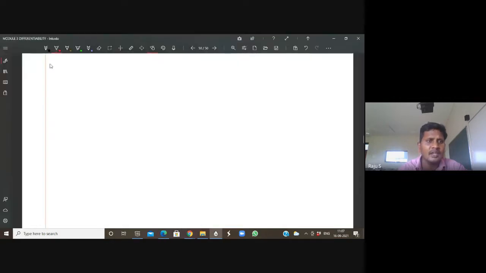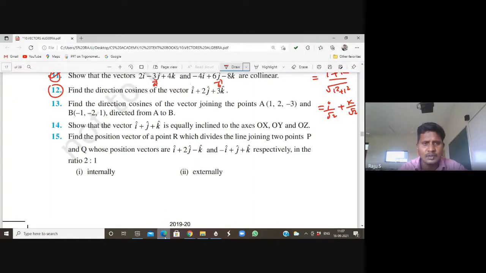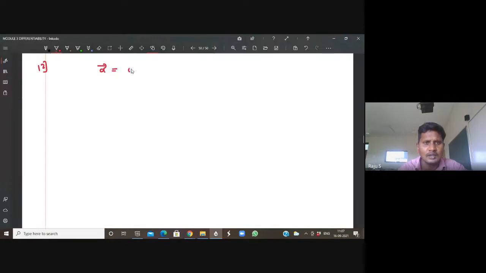If you're having any doubts, you can ask. Given a vector, I'm taking a vector A equal to i plus 2j plus 3k. See students, I want to compare this vector with a1 i plus b1 j plus c1 k. Got it? I want to compare.